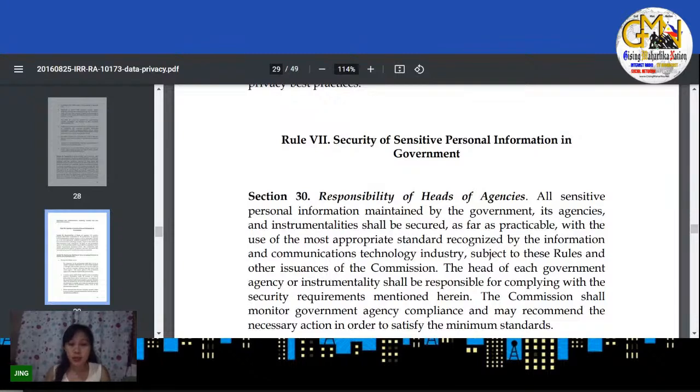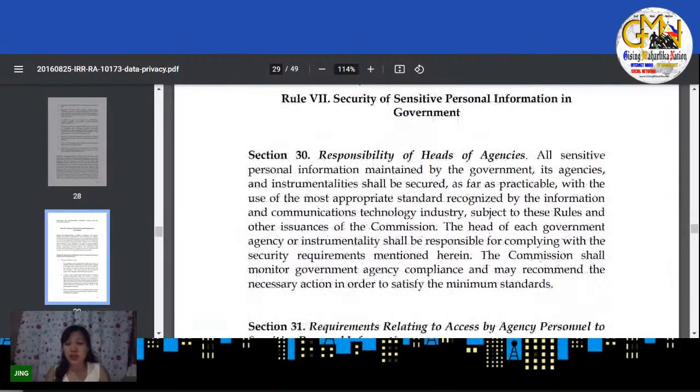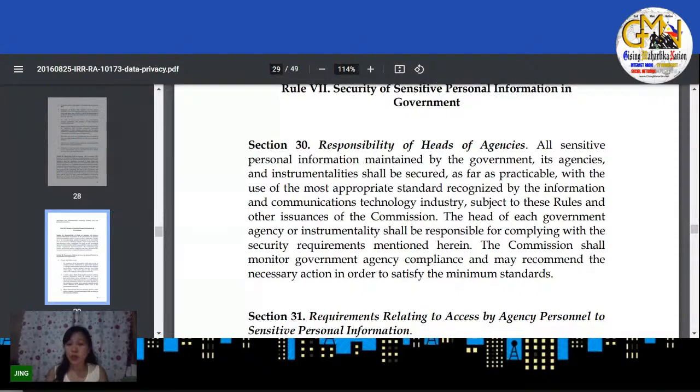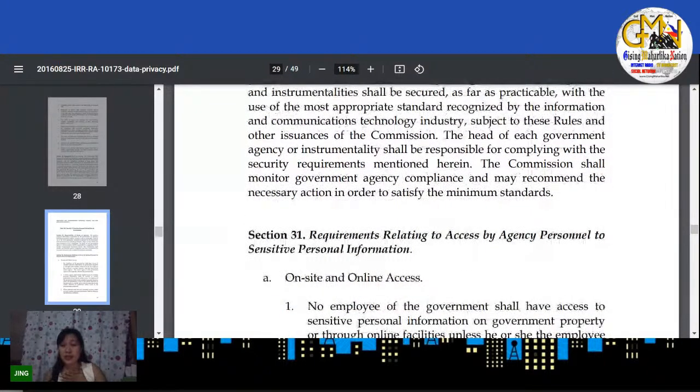Okay. Try natin. Rule number 7, security of sensitive personal information in government. Section 30, responsibility of heads of agencies. All sensitive personal information maintained by the government, its agencies, and instrumentalities shall be secured as far as practicable with the use of the most appropriate standard recognized by the information and communications technology industry, subject to these rules and other issuances of the Commission. The head of each government agency or instrumentality shall be responsible for complying with the security requirements mentioned herein. The Commission shall monitor government agency compliance and may recommend the necessary action in order to satisfy the minimum standards.